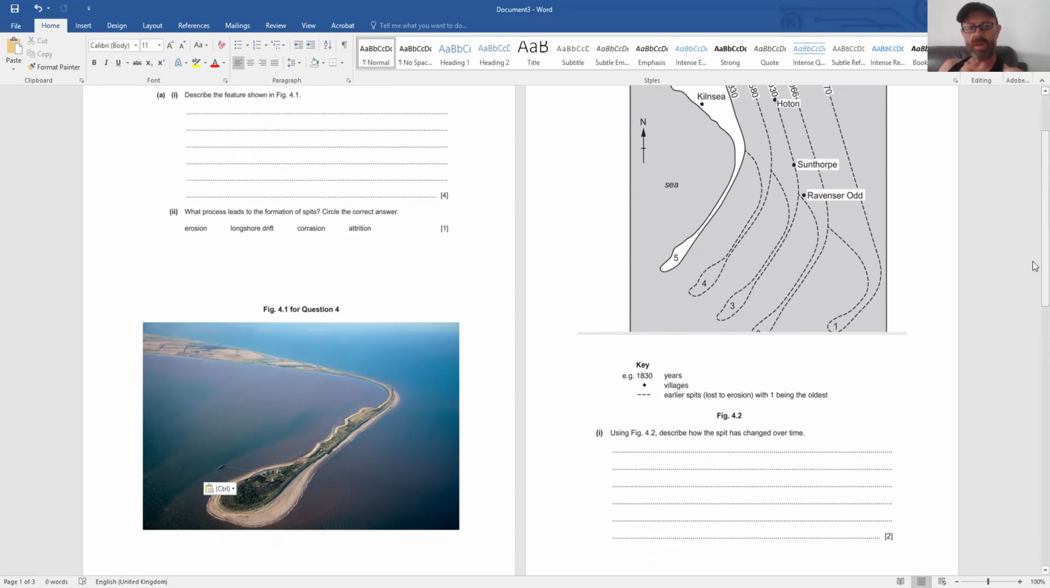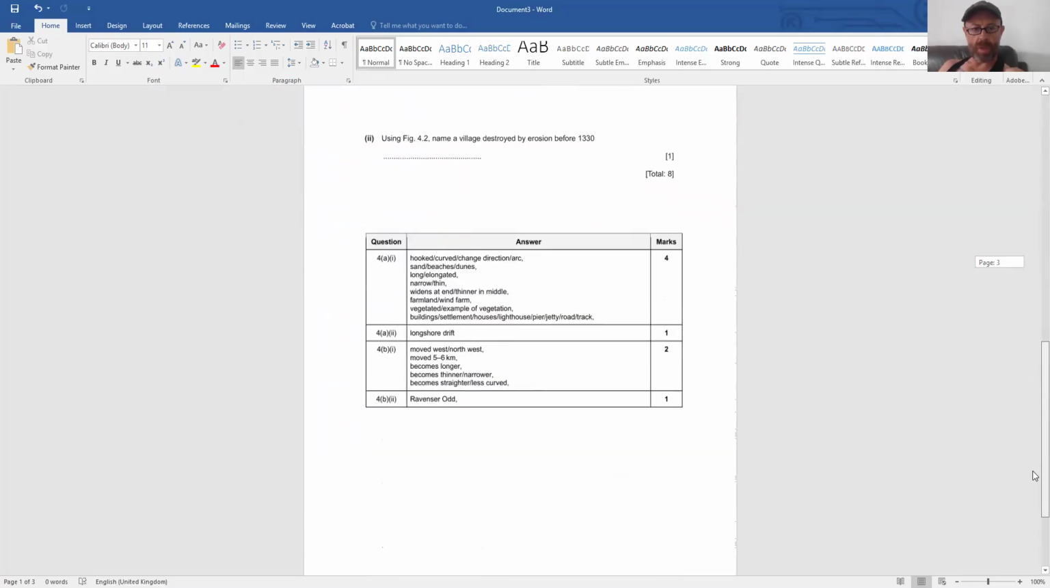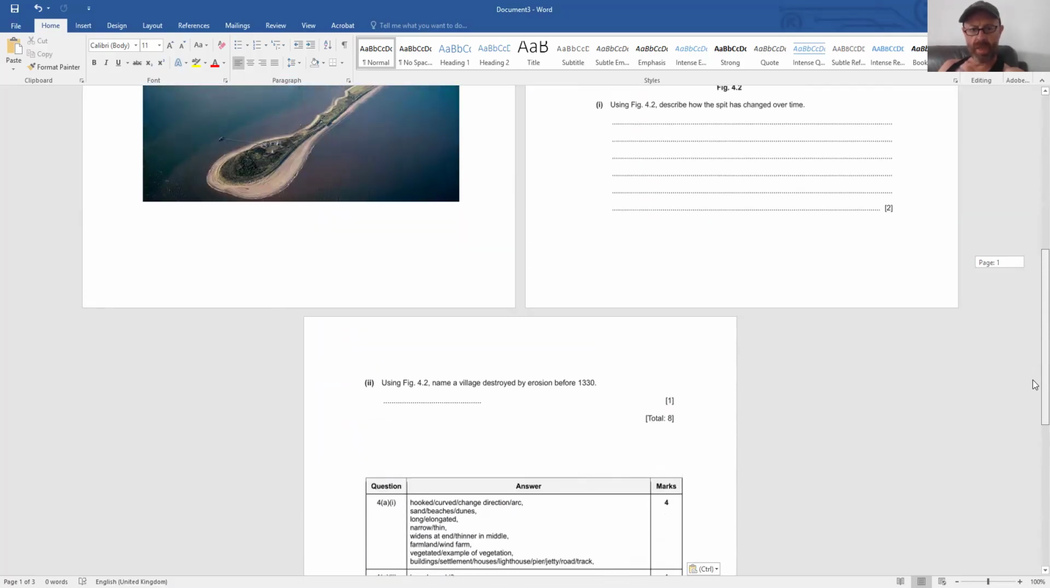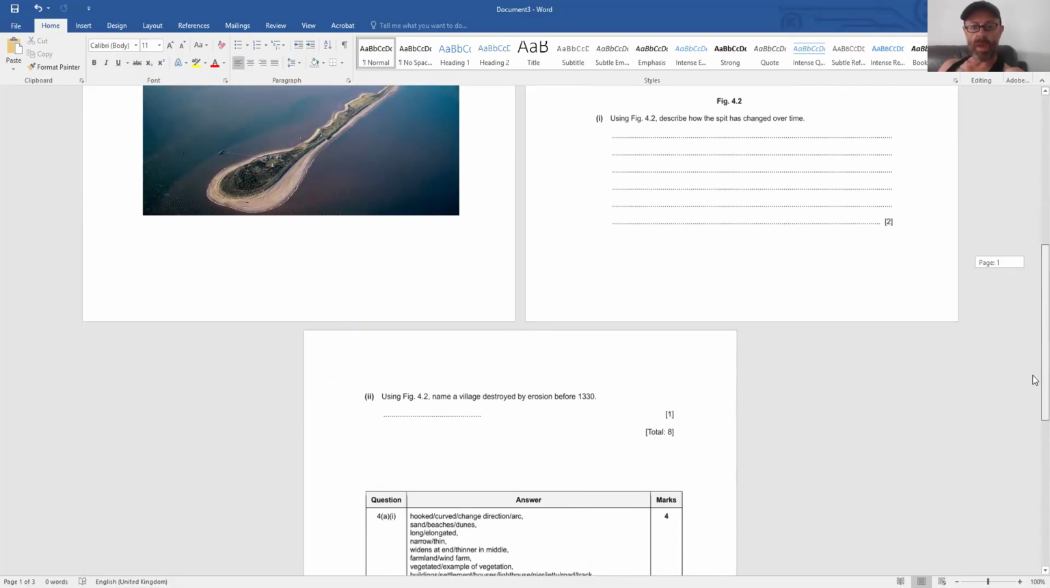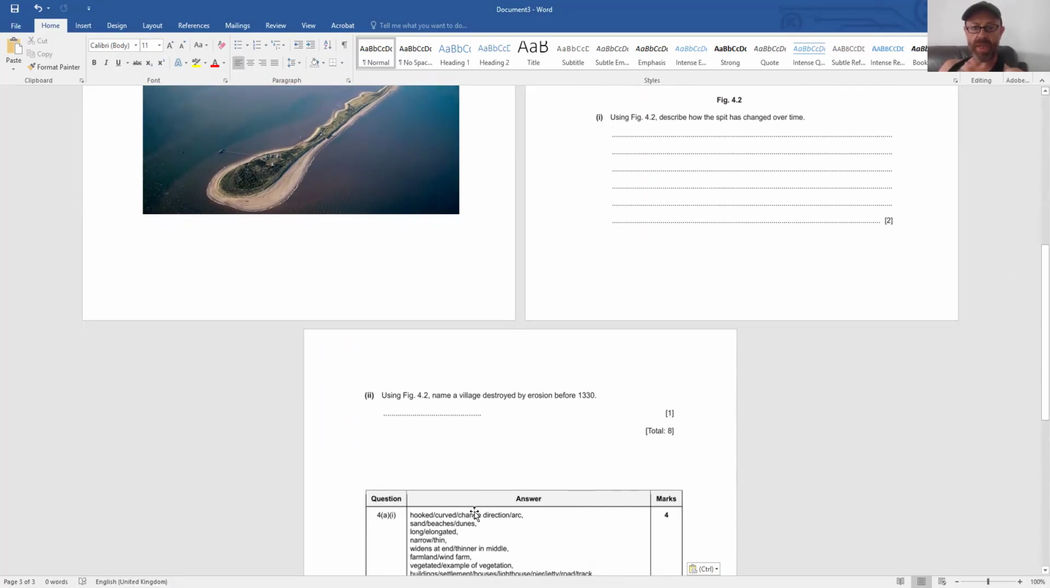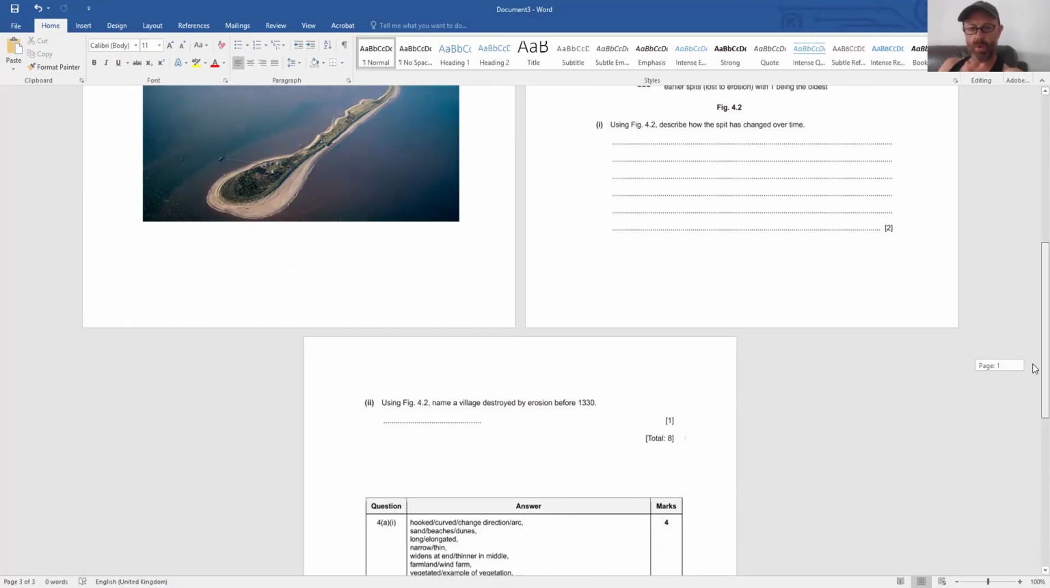I really do. Okay, let's have a look. Here's the mark scheme. It's hook, curved, changes direction and arc. Okay, I said it was thin and curved. Okay, which is down here, long, elongated. It gives you all the options. There's many words you can use in the English language that mean the same thing. They've tried to think of them all.